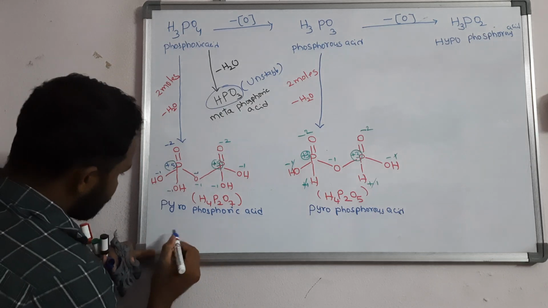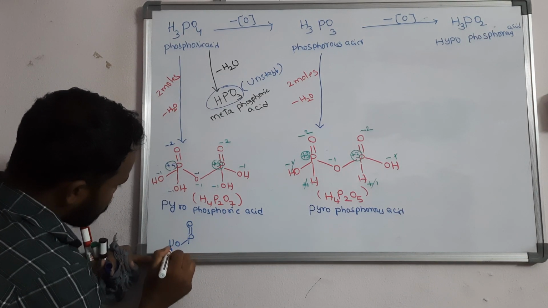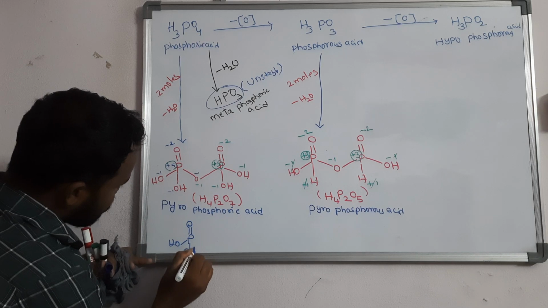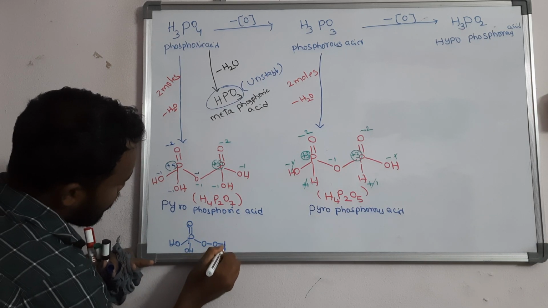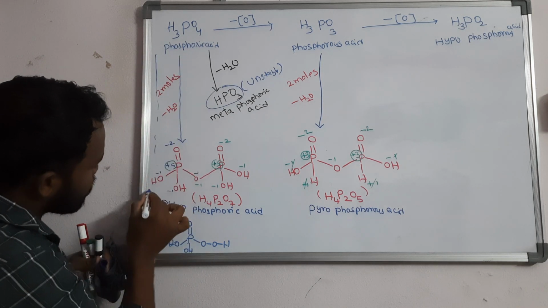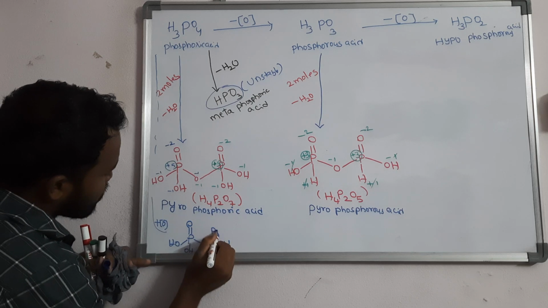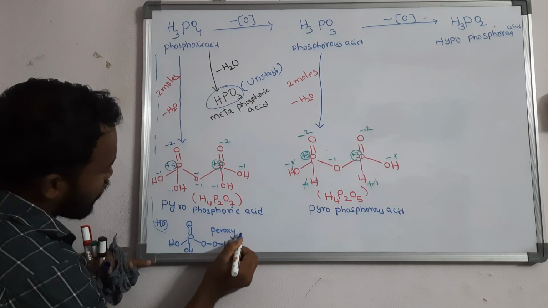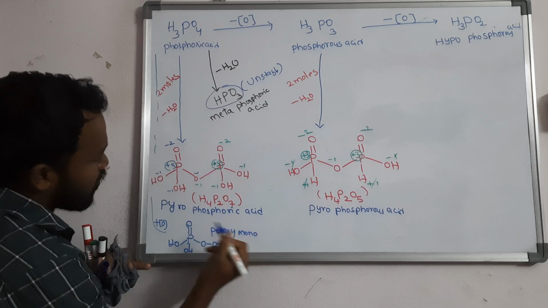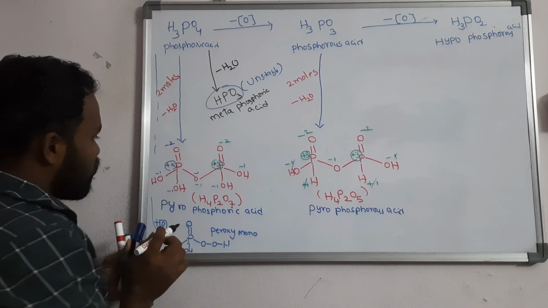Here I am going to write P double bond O, OH, here OH, OH. For this basic structure, you are adding plus oxygen, you will get what? Peroxymonophosphoric acid. Peroxymonophosphoric acid. Right.